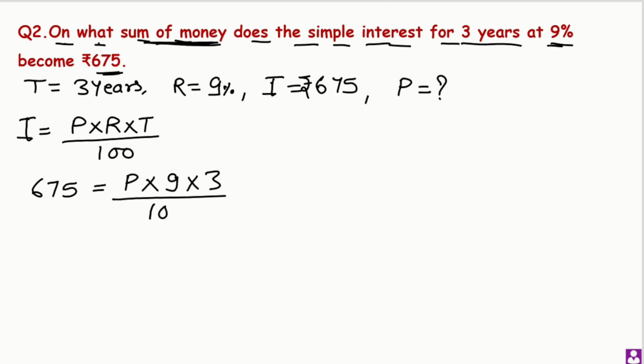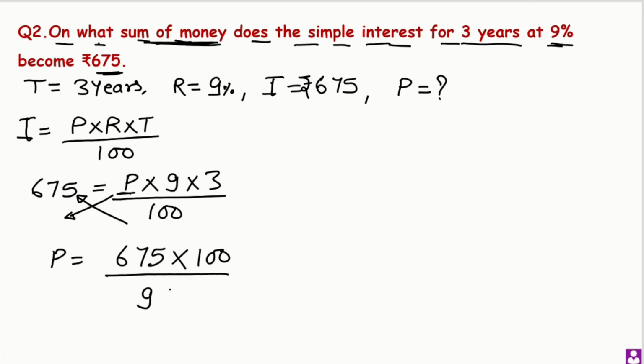over 100. Now to calculate the value of P, we will transpose the rest of the values to the other side. So 100 will go in the numerator and 9 and 3 will come in the denominator. So P equals 675 times 100 over 9 times 3. Now 3 times 1 is 3, 3 times 2 is 6, 3 times 2 is 6, 3 times 5 is 15. If you divide 675 by 3, you will get 225.